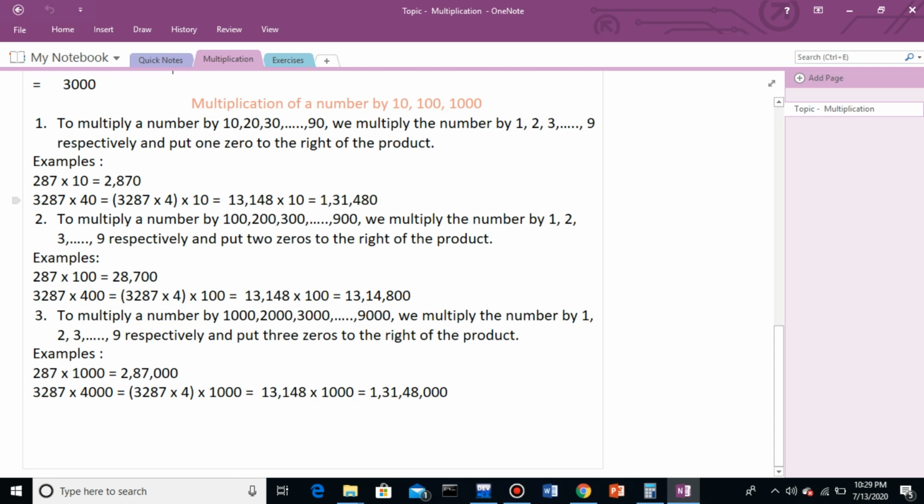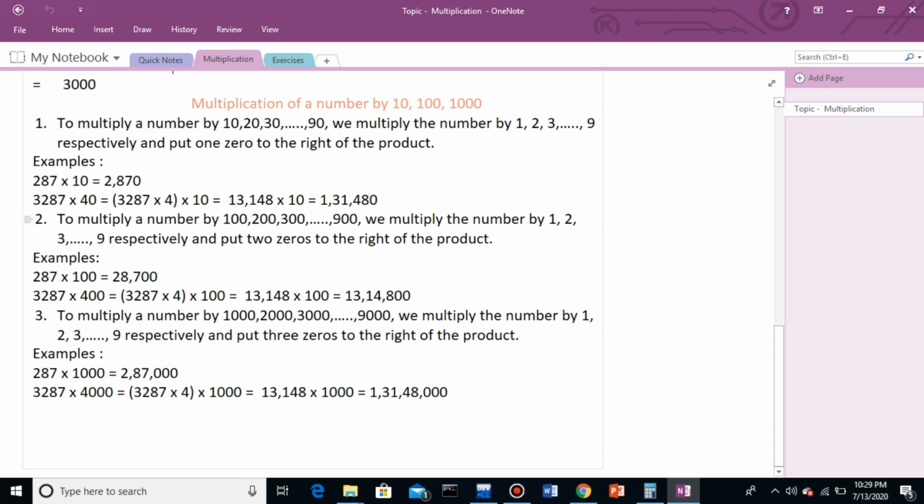Now one more example, 3287 into 40. What we will do here, first we will multiply 3287 into 4, then whatever product we get, we will put a 0 to its right. So after multiplying 3,287 by 4, we get 13,148, and if we put 1 zero to the right of the product, it will become 1,31,480.